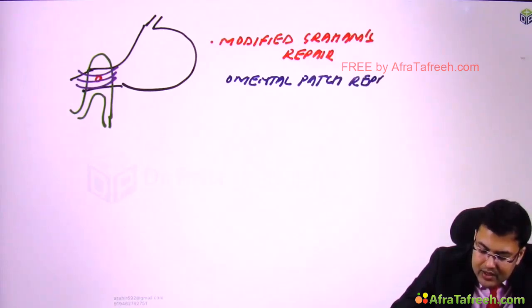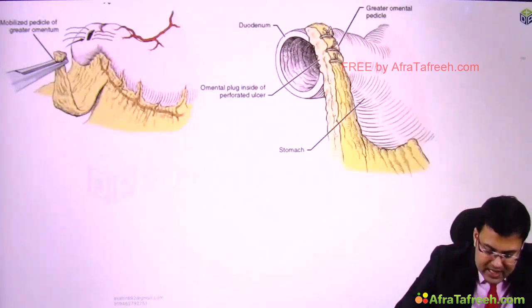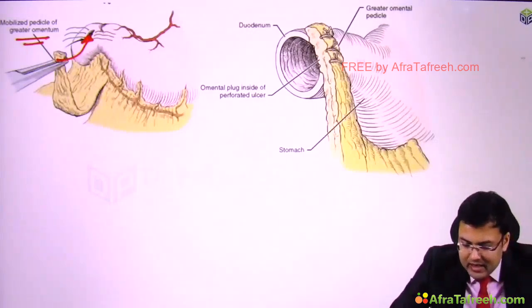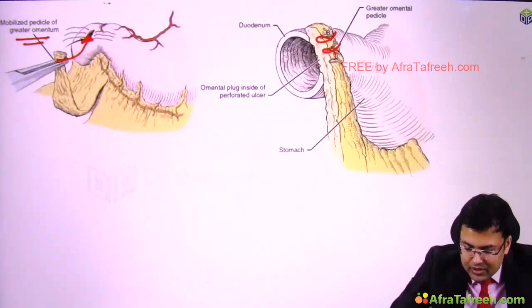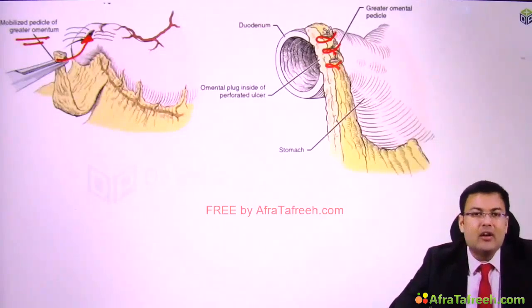Omental patch repair. So here you can see that we are taking a mobilized pedicle of greater omentum and we are putting this mobilized pedicle here, and after that what? We are going to perform the suturing. So this is omental patch repair, also known as modified Graham's repair.